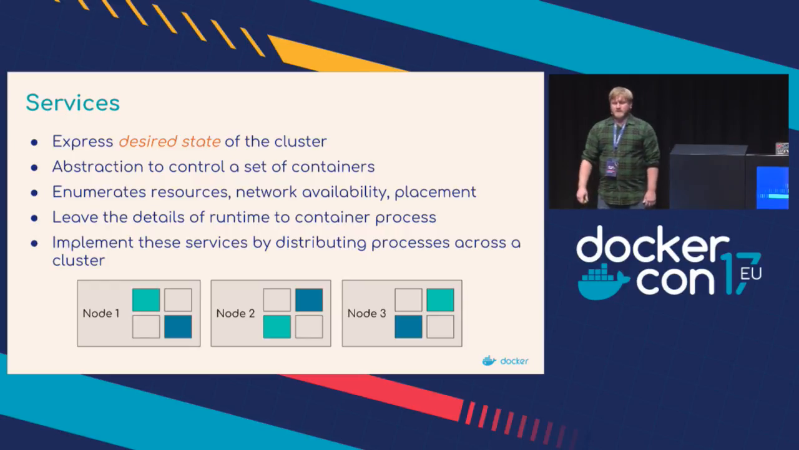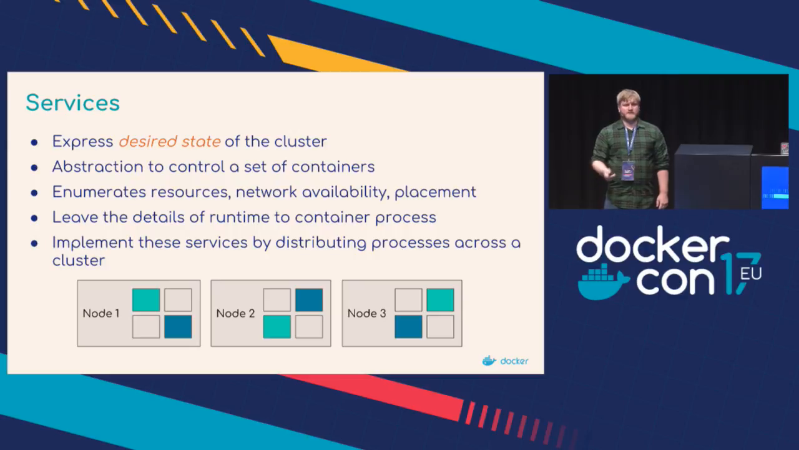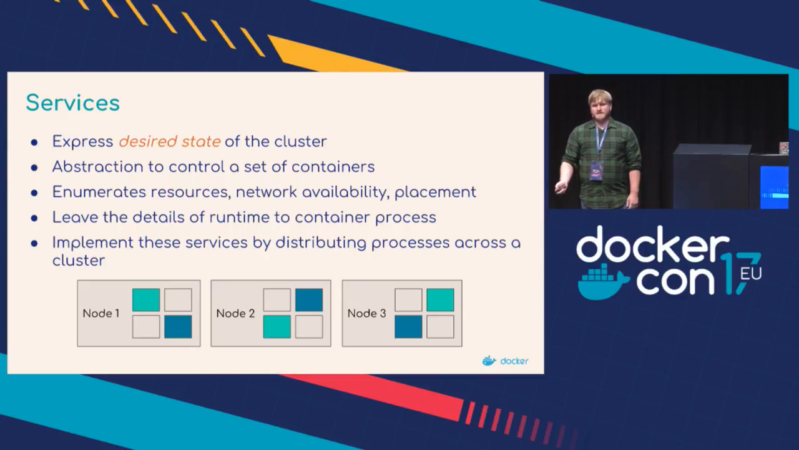In this diagram, we can see that we have 3 nodes, and there's 2 services, a blue and a green service, and we can see that they're distributed among our nodes. So this is a very simple way of looking at the problem. And this is what we try to express with our desired state in the service data structure.